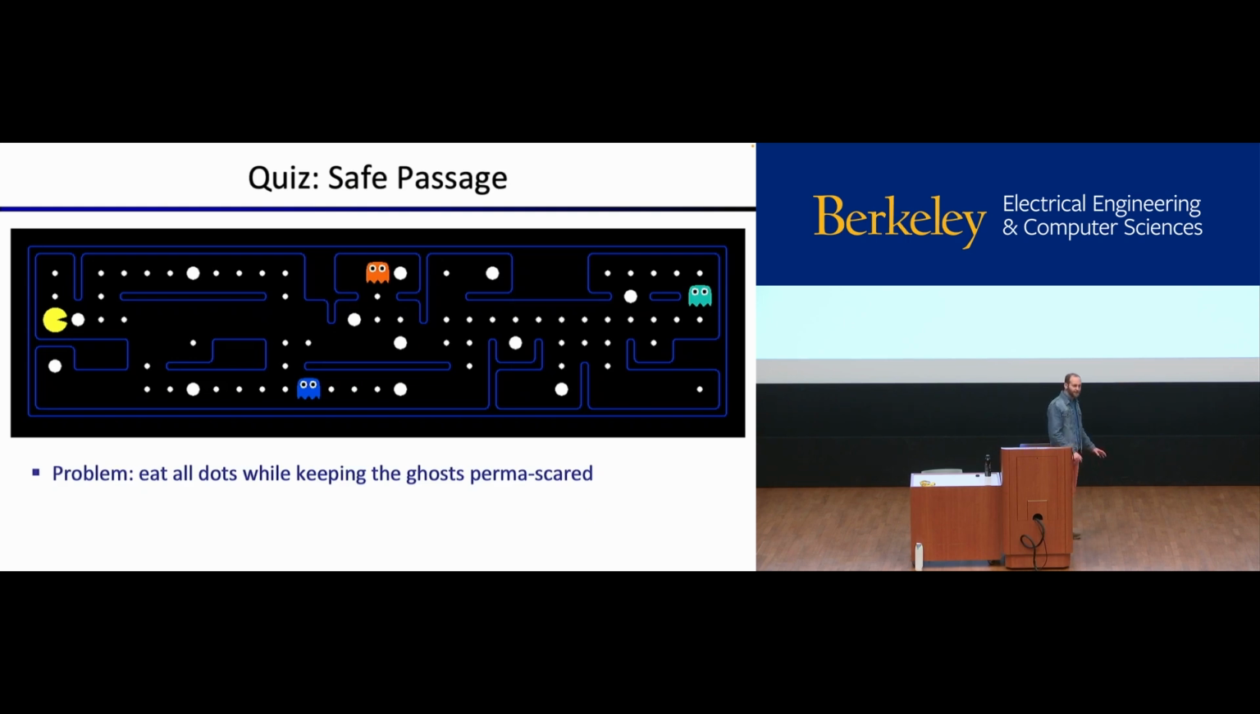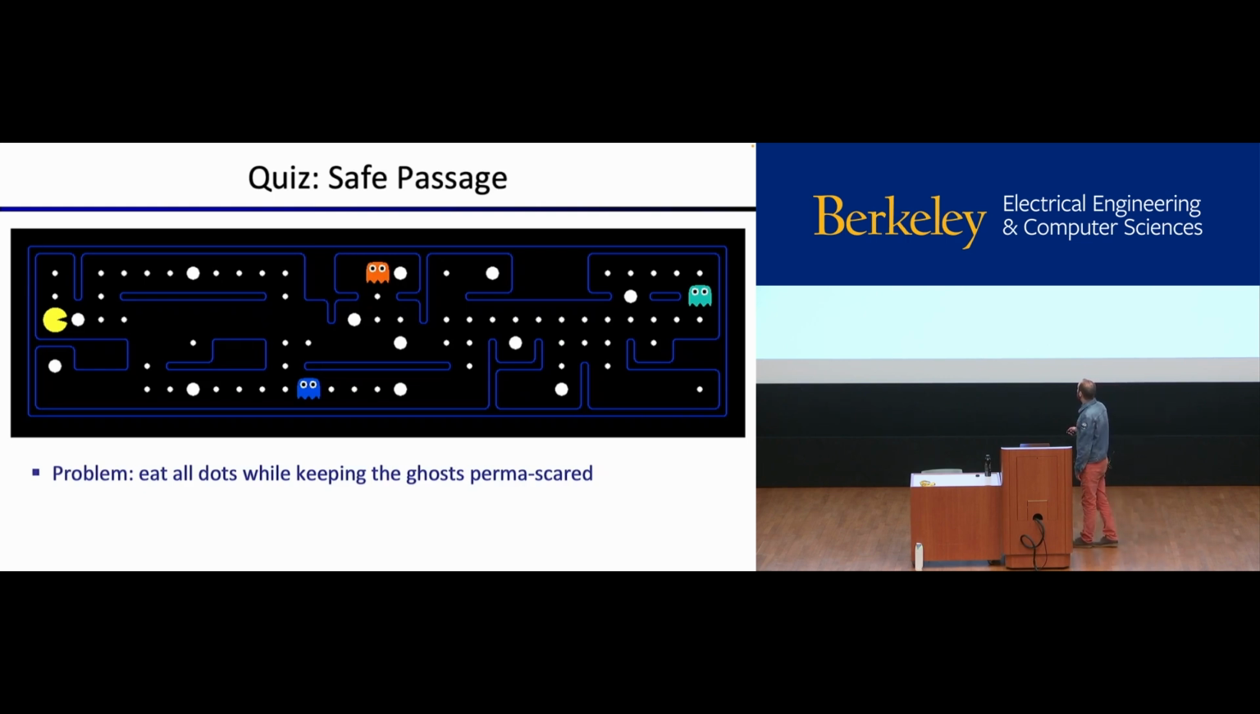Okay, here's a slightly different goal. The problem is eat all the dots and keep the ghosts perma-scared. Does anyone know how Pac-Man works to explain what keeping the ghosts scared is? Yeah. When you eat the big one, they turn blue and you can eat them, but importantly they run from you. Yes. And it only lasts a certain amount of time.